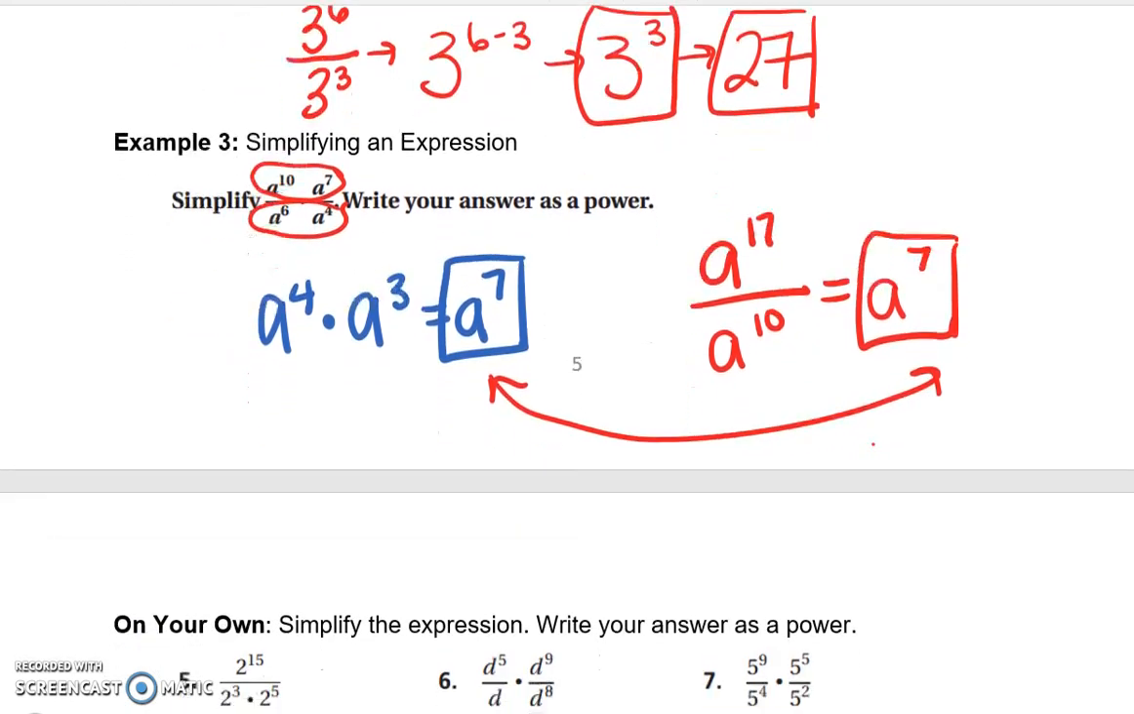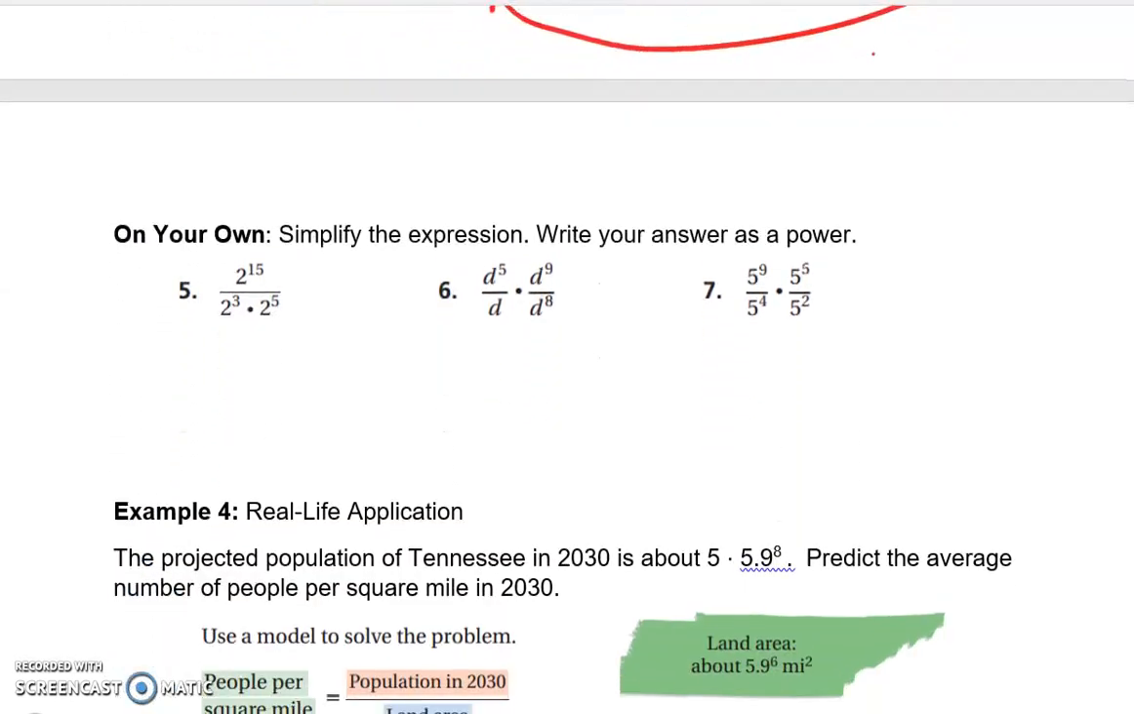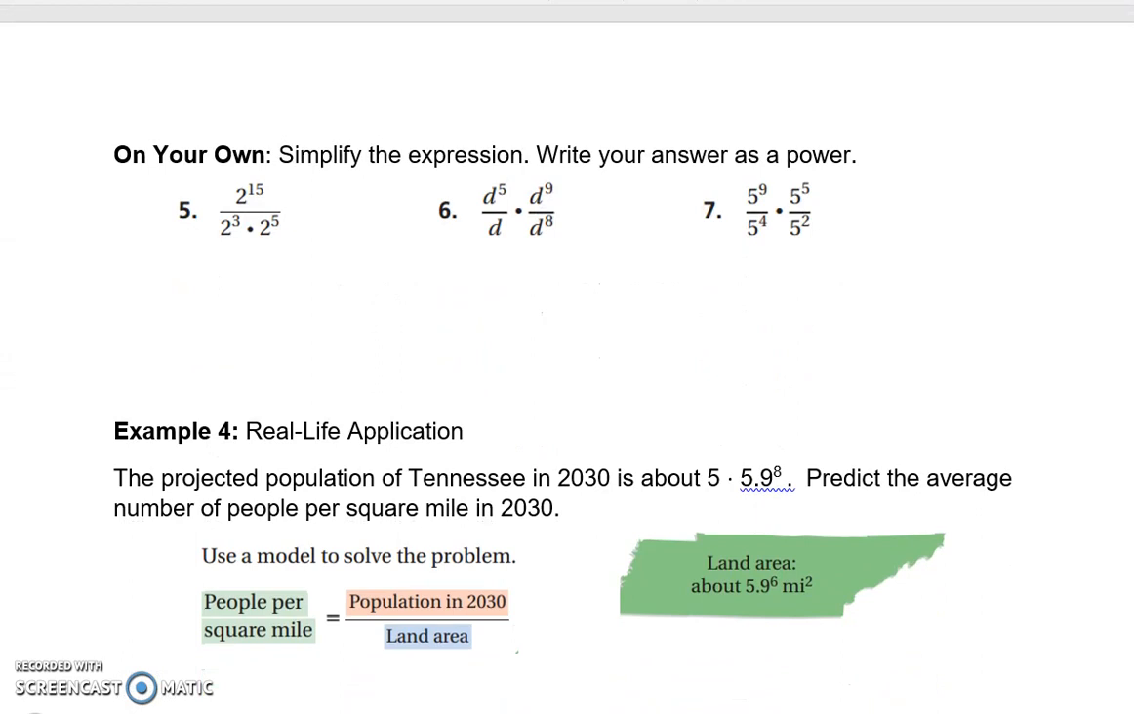Let's keep going. You have 3 on your own problems to do. Remember, you're going to do this part first on number 5. And you can either work up or down or side to side on problems 6 and 7. Either way works.